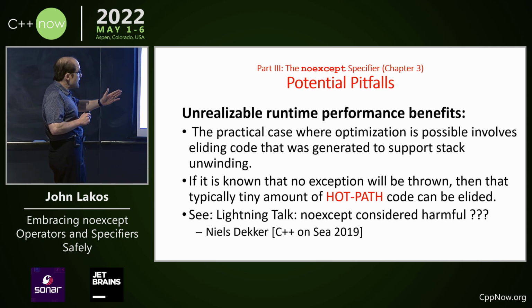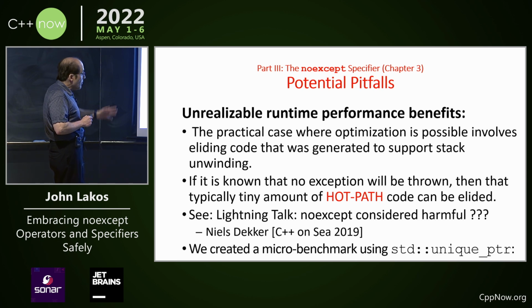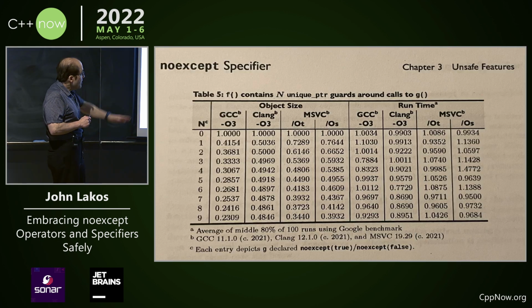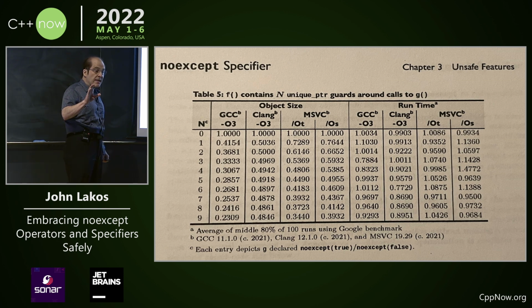If you want to see something about this actually tried, there's this lightning talk. You can go and look at it, so I'm putting it up here. This is one that somebody else did. We created benchmarks using unique pointer. So here are the benchmarks. The specific idea is you can declare something noexcept, and we can reduce it by one load instruction, one. That's what we were able to do, but with real code.